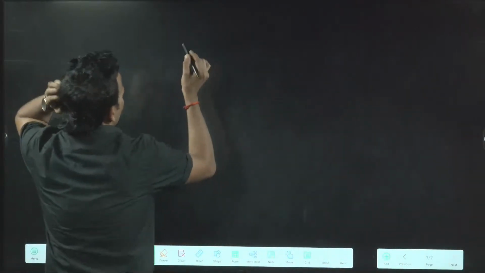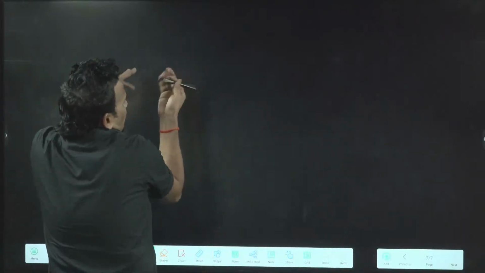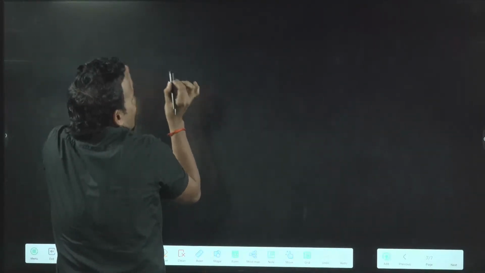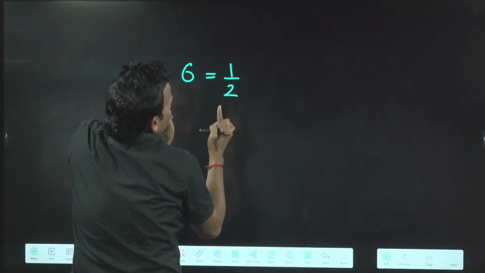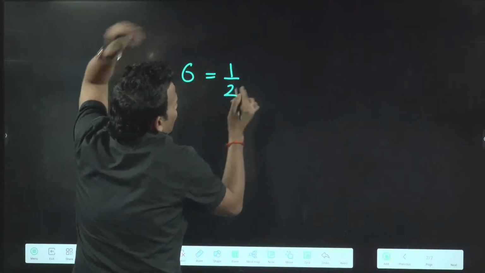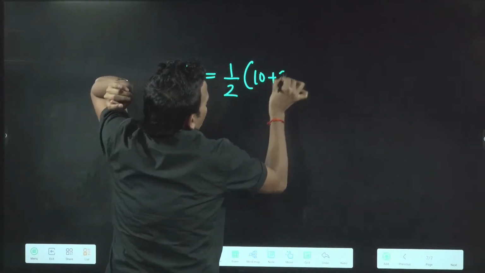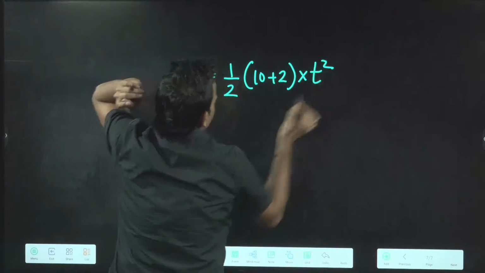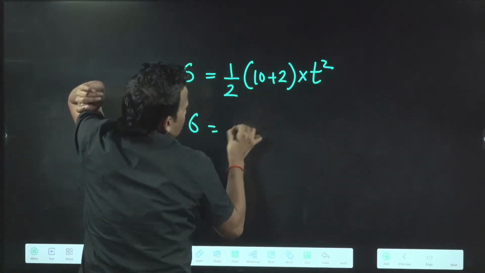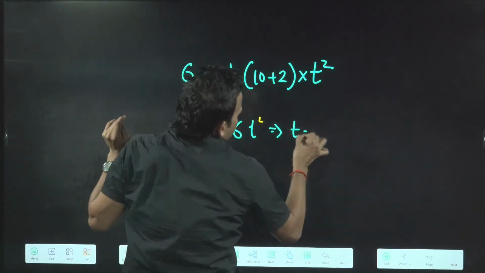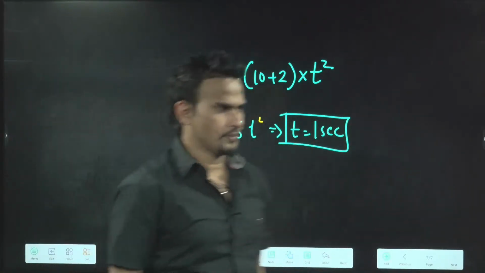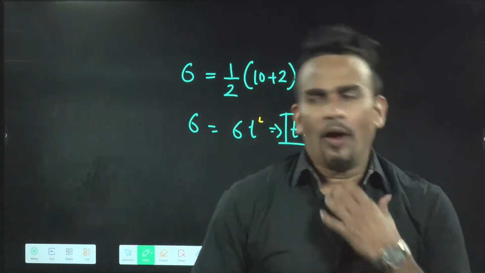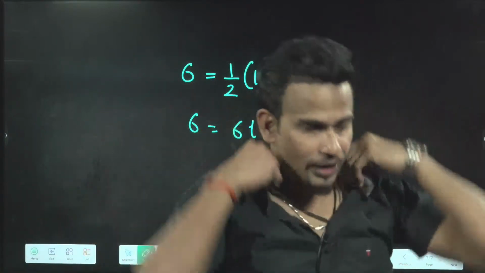Geetika, very good. I think everyone will get it. Sir, we already know the height with respect to the lift from which the coin will fall, that is given as 6. So this will be equal to half. Since the lift is going up, g is down, so the relative acceleration will be g plus a. So 10 plus 2, into t square. Now from here 6 will be 6 t square. So t will be 1 second. Done. Everyone got it? Yeah, okay, no problem. Very good.